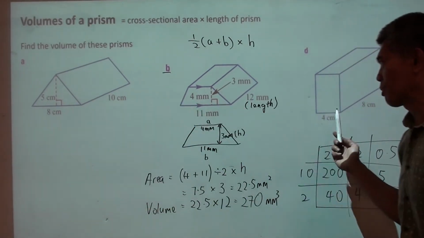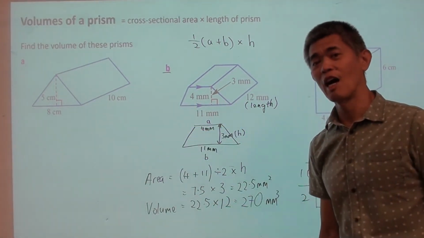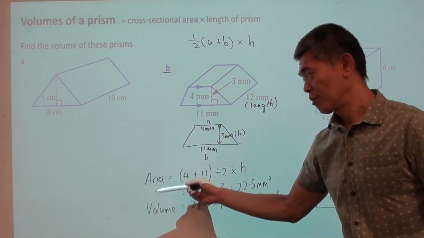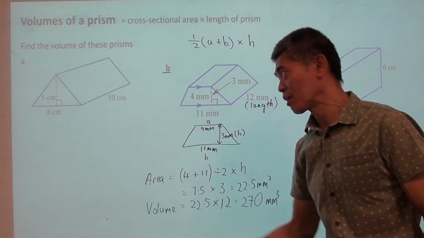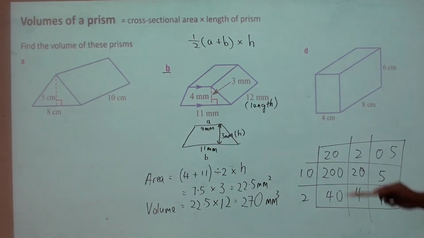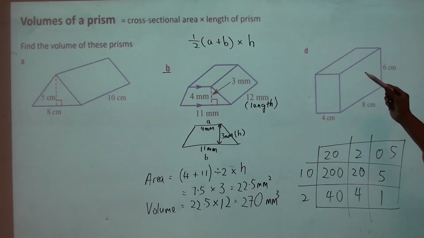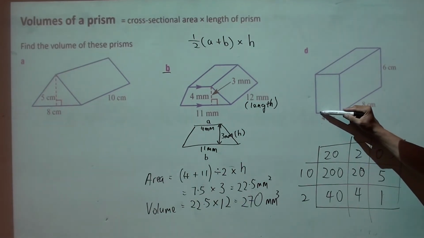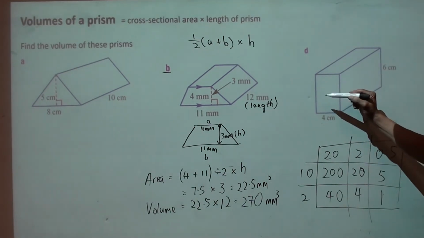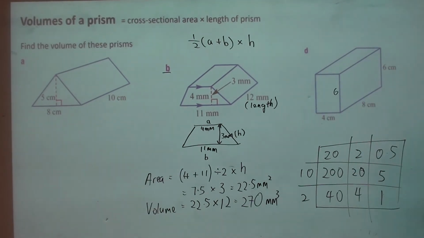For the other prisms, you have a triangle. So with a triangle, that's half base times height. Repeat the same procedure, you will get the volume for this prism. Same thing for this cube over here. The cross-sectional area is simply a rectangle, so that's length times breadth. Okay, so base times height, so you have 6 over here. There you go.